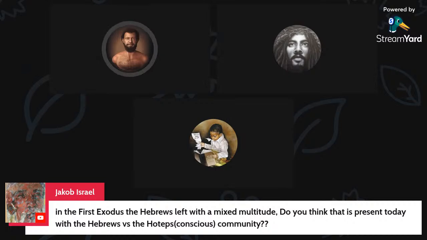Let me read this question real quick. Jacob Israel says, in the first Exodus, the Hebrews left with a mixed multitude. Do you think that is present today with the Hebrews versus the Hotep conscious community? I don't really get the question, honestly. In the first Exodus, the Hebrews left with a mixed multitude. Do you think that presents today with the Hebrews versus the Hotep conscious community?